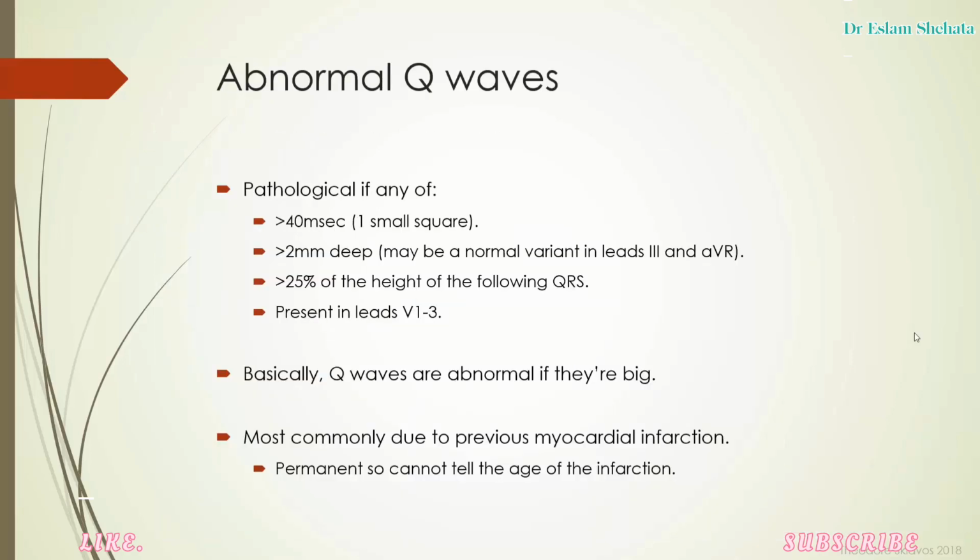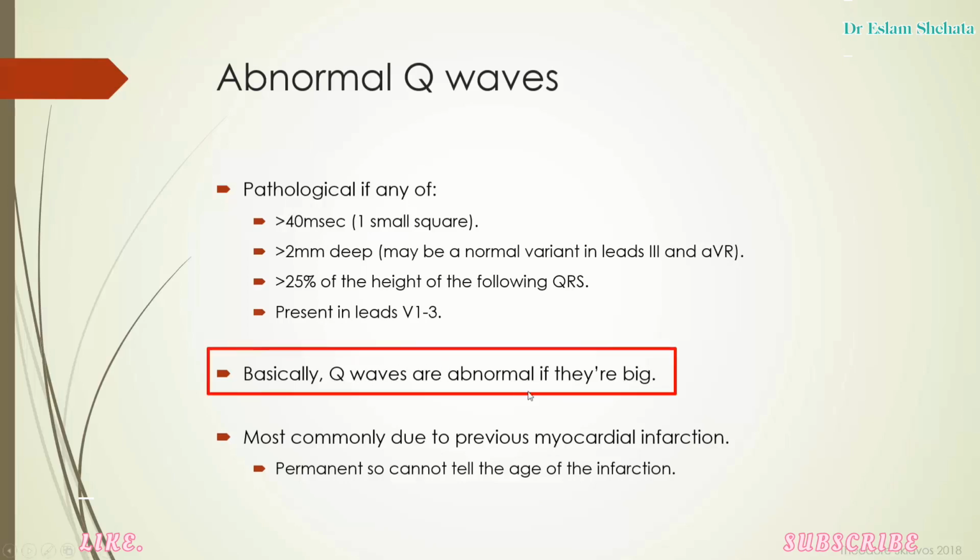When you see Q waves, you've got to decide whether they're normal or abnormal. Some criteria to decide whether they're pathological or abnormal Q waves. Is it bigger than one small square? Is it greater than 2 millimeters deep? Essentially, Q waves are abnormal if they're big. That's the take-home message here.